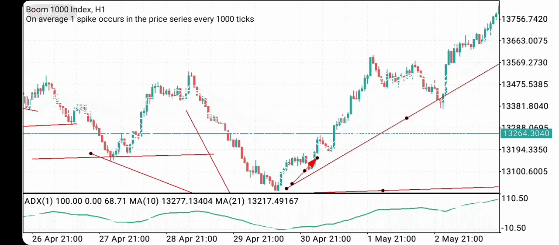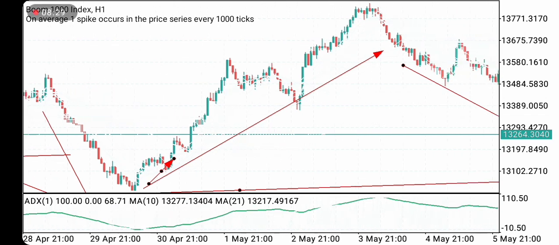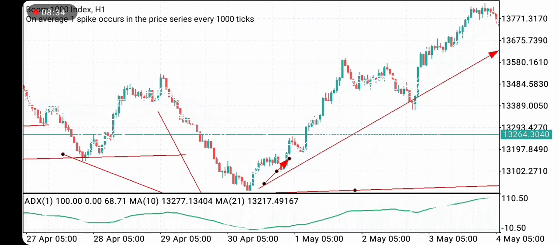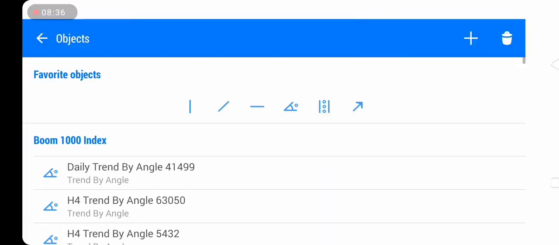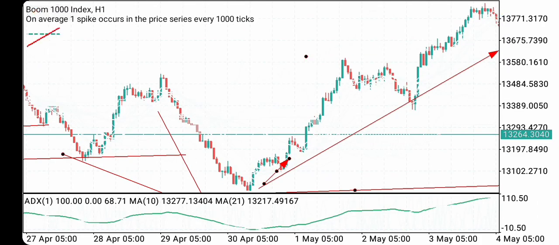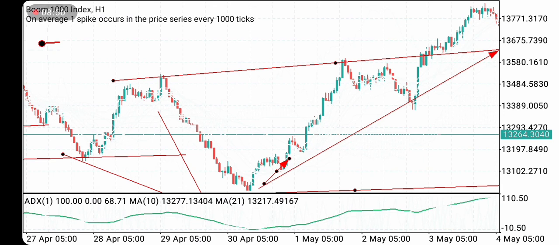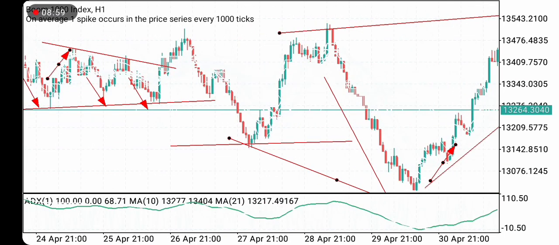Let's go for another resistance as well. On the 1 hour time frame, we'll see many resistances as small as this. It's a resistance on its own. You can even make it as long as this. So that's a very long resistance, if you are going for a swing order.